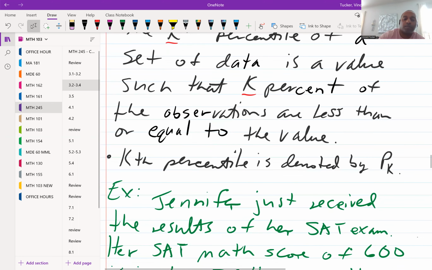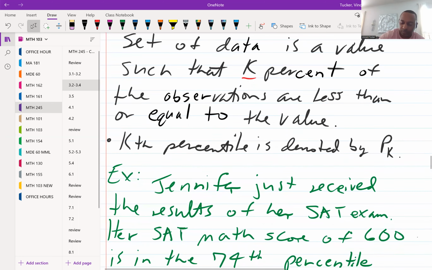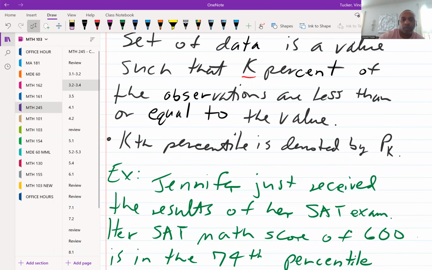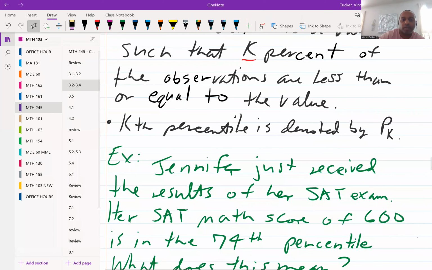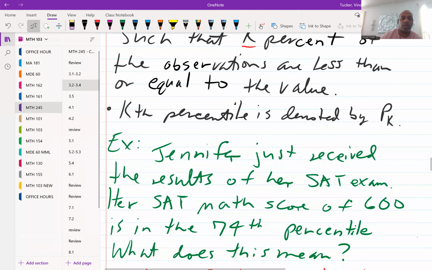This is an example of how percentiles are used. Jennifer just received results of her SAT exam. Her SAT math score of 600 is in the 74th percentile. What does this mean?